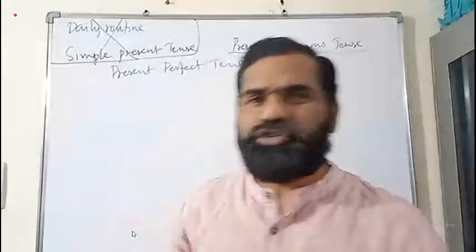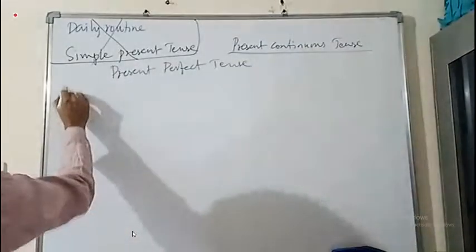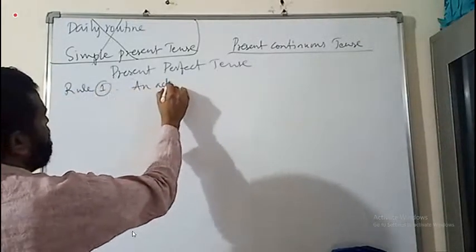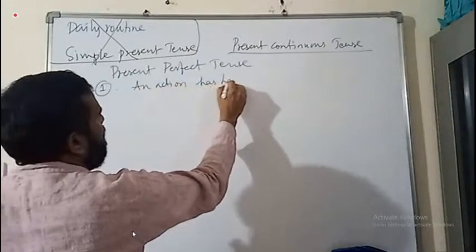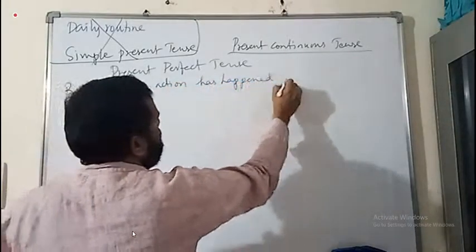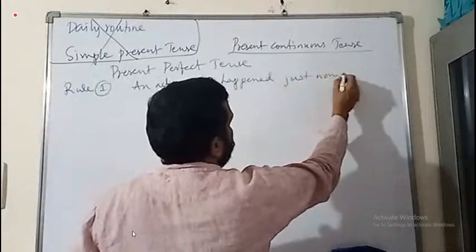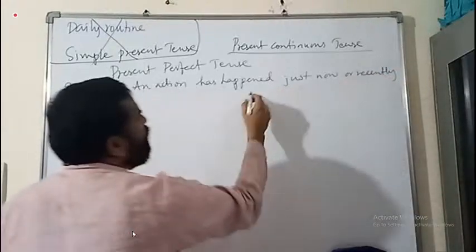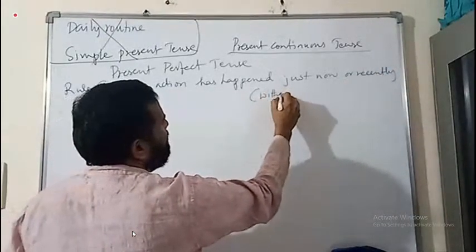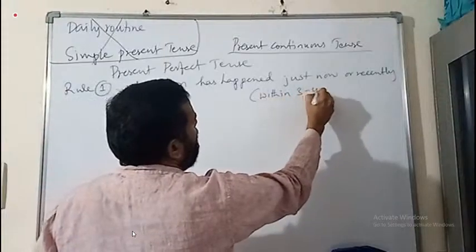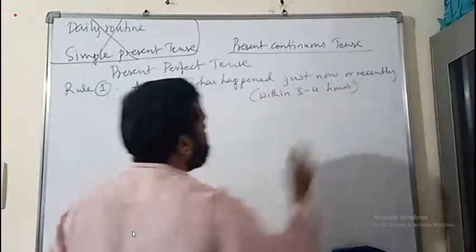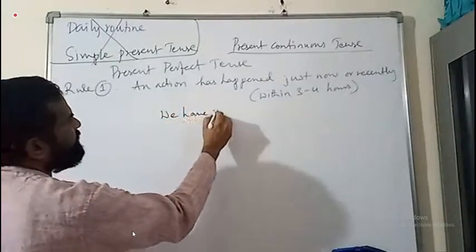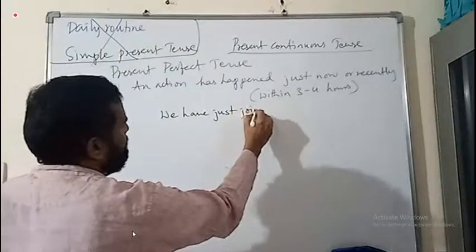It has got two rules. Rule 1: an action has happened just now or recently, within 3 to 4 hours. We have just joined the class.